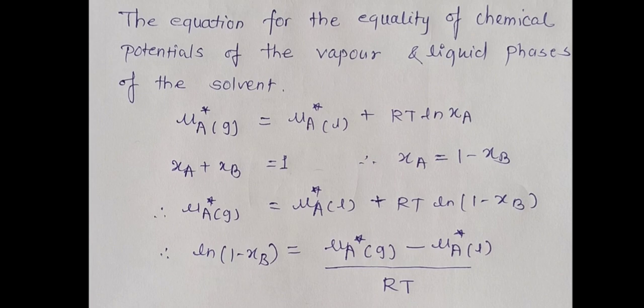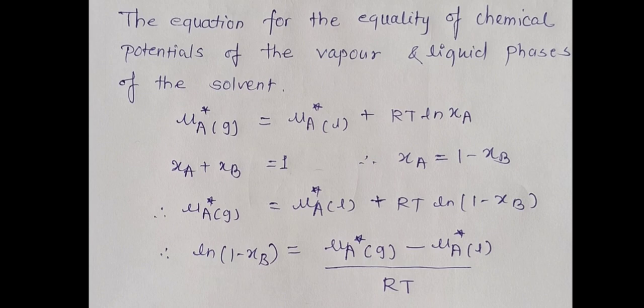Now, the equation for the equality of chemical potentials of the vapor and liquid phases of the solvent. See the equation: mu A star gas is equal to mu A star liquid plus RT ln of XA. Here A is used for the solvent, and XA plus XB is equal to 1. As we know, the sum of mole fractions is always equal to 1. So the mole fraction of the solvent plus the mole fraction of the solute is equal to 1. When we want to calculate the mole fraction of only the solvent, you can rearrange the equation and write XA is equal to 1 minus XB. This is the mole fraction of the solvent.